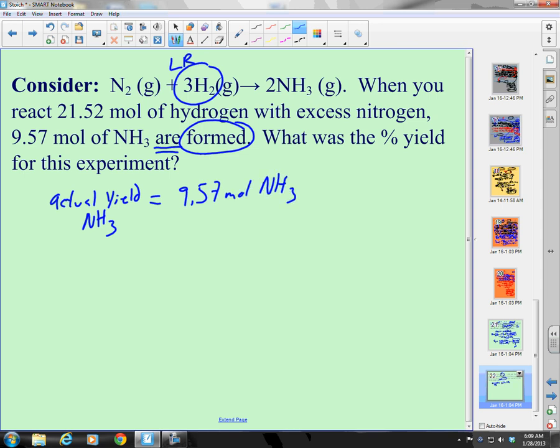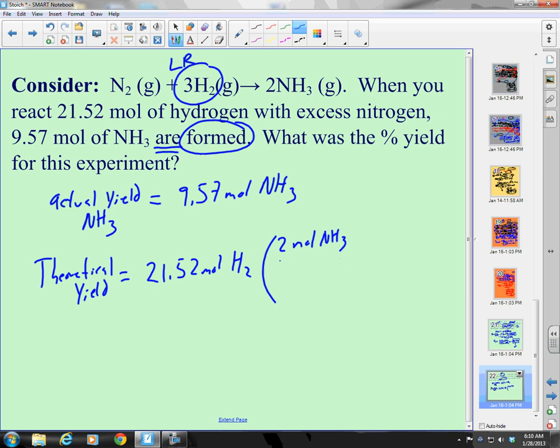What is the percentage yield? So I need to get my theoretical yield. And how am I going to do that? Well, we have to start with my limiting reagent, 21.52 moles of H2 times my mole ratio, 2 moles of ammonia per 3 moles of H2. Now just for the heck of it, let's estimate this. 21 divided by 3 is 7. 7 times 2 is 14. So the answer should be something around 14. If I get 150, I know I'm off. So let's put in these numbers.